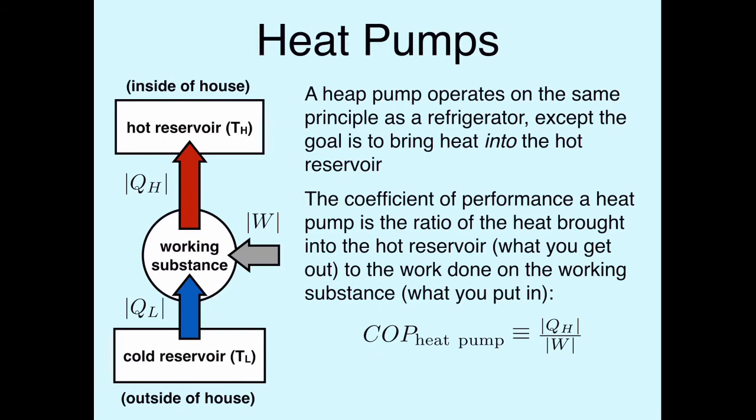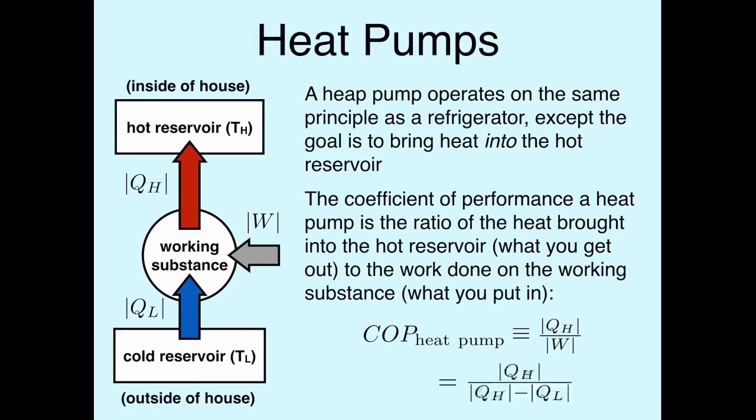So remember, we have this idea of a coefficient of performance, and it's the ratio of what you get out divided by what you put in, okay? So for a heat pump, what you're trying to get out is QH. So that goes on top. What you have to put in is W. So the coefficient of performance for a heat pump would be defined as QH divided by W.